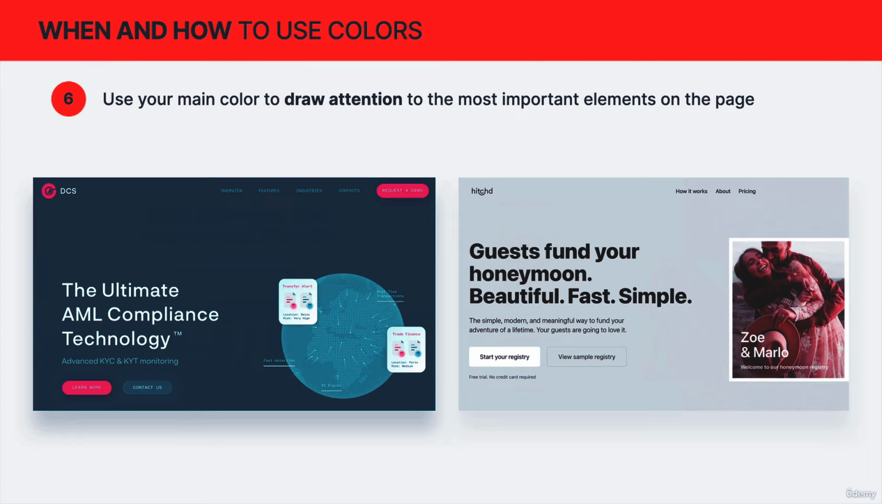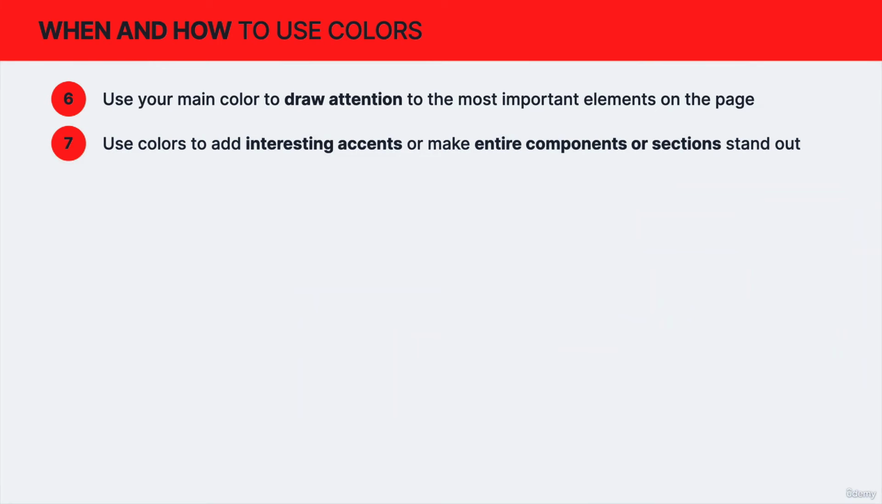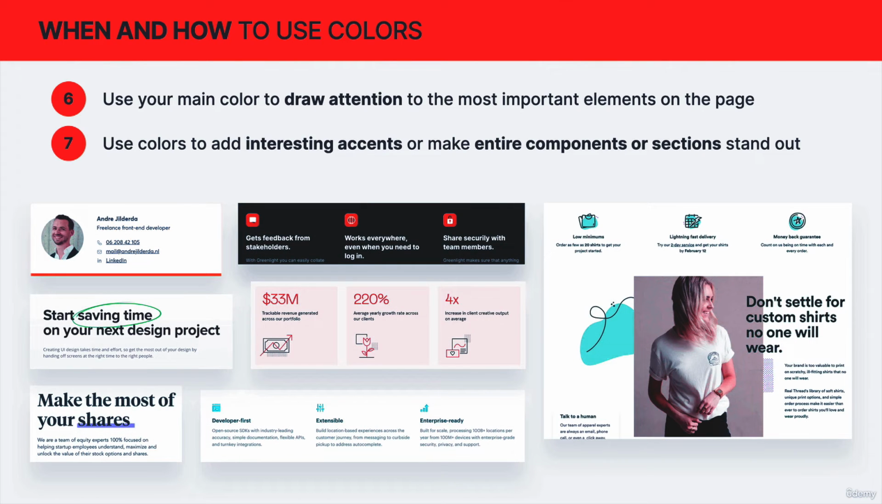But anyway, we can also use colors to add some interesting accent or also to make entire components stand out from the page. So again, here we have some examples. For example, we have some borders going on, or we have some underlined text or some highlighted text.